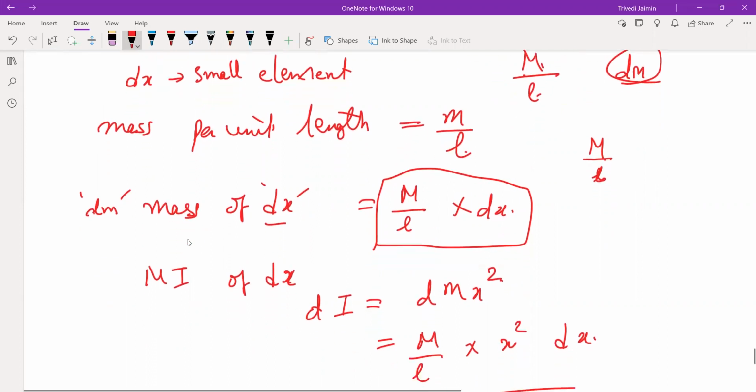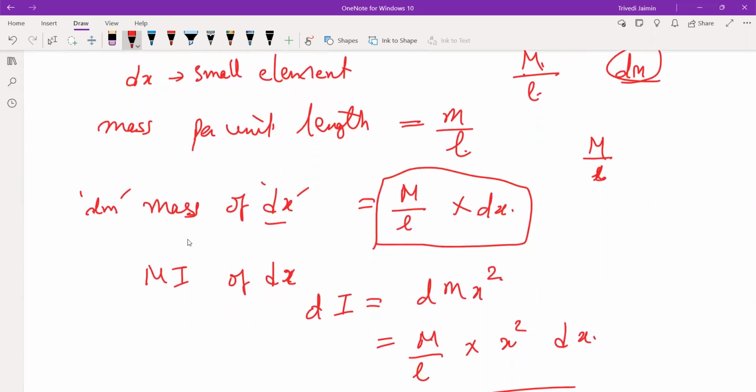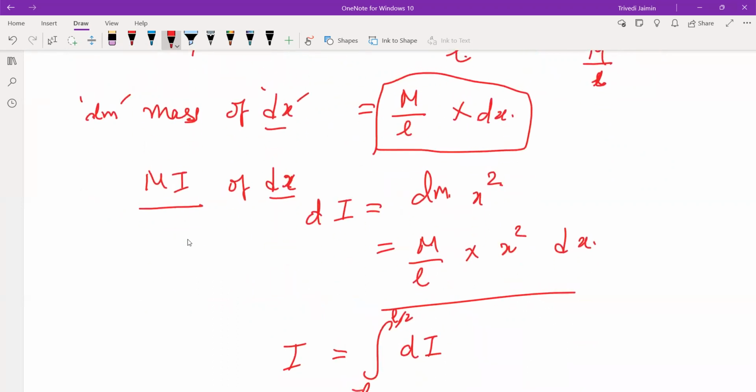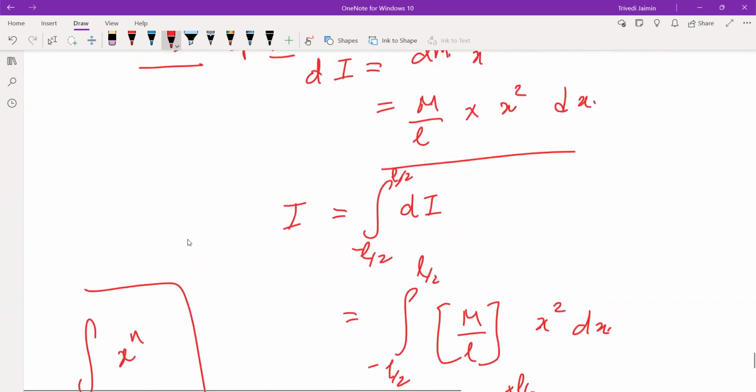So now the moment of inertia of that part, that is dx, will be a small dI, dm x square. We found dm. What is dm? The mass of that dx element. So that is m by L x square dx. Now we will integrate this dI.